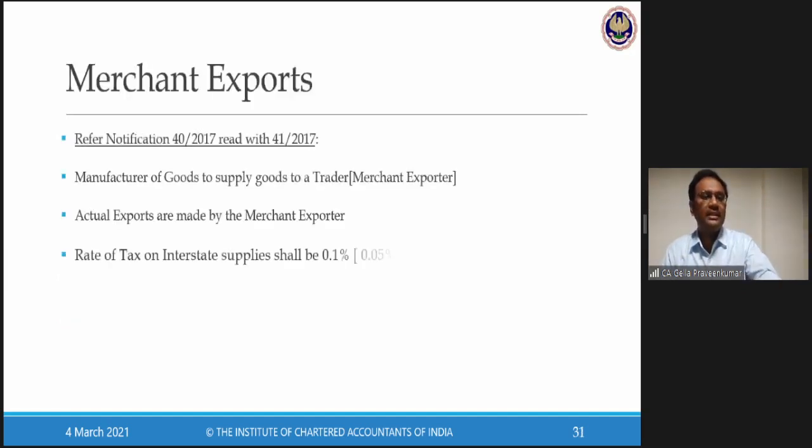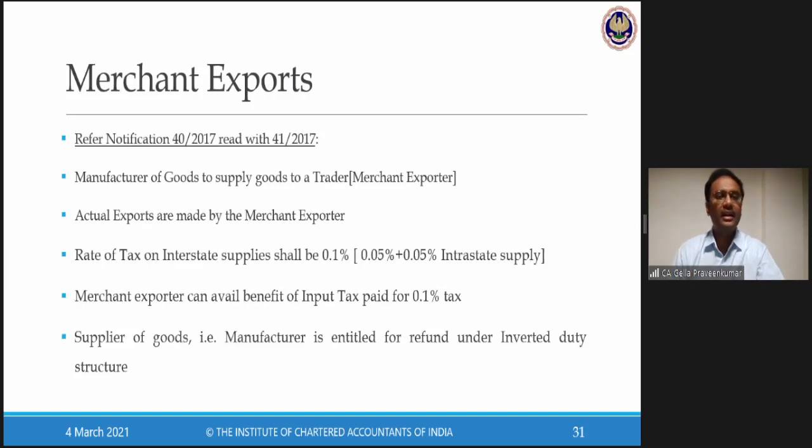Now, merchant export, this is one concept under GST law. Friends, bear with me, another 5 minutes and I will wind up.